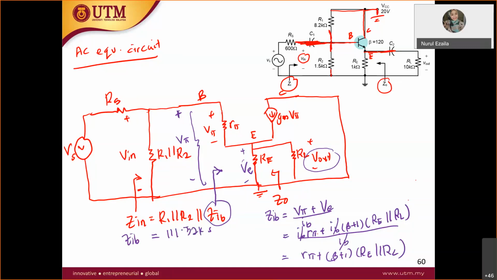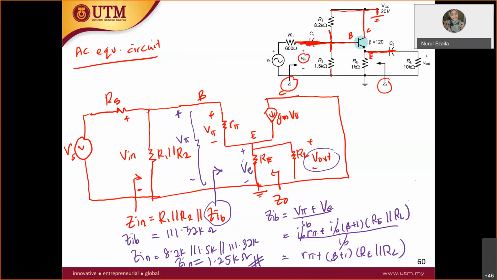111.32 kilo ohm. So for Z in, you parallel everything: R1 8.2K, parallel with R2 1.5K, parallel with 111.32K. So finally, Z in, you get about 1.25 kilo ohm. Right, that's it.